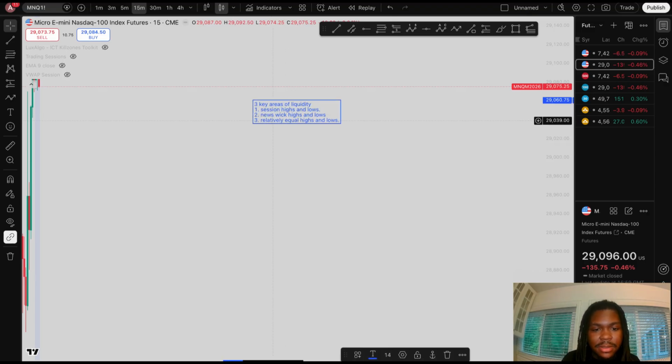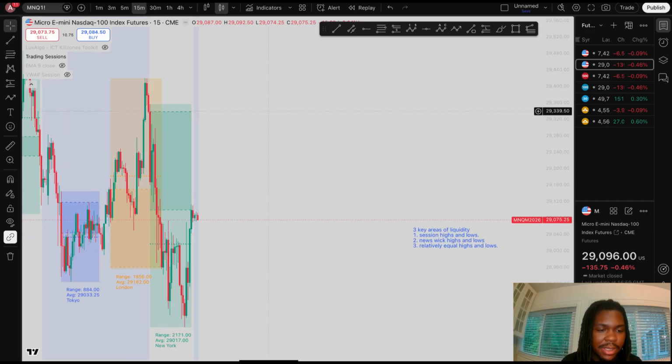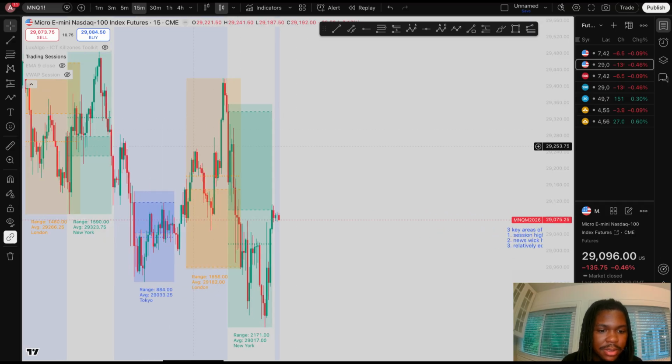So session highs or lows are just basically based off the different sessions of the market. You have Tokyo or Asian session, you have London session, and you have New York Stock Exchange open and New York session. So if I pull up my trading sessions indicator that I use, you can see here, this orange is London session. So the highs of London session is a key area of liquidity. The lows of London session is a key area of liquidity. This blue area here is Tokyo or Asia session. This high is a key area of liquidity. Let's mark it out.